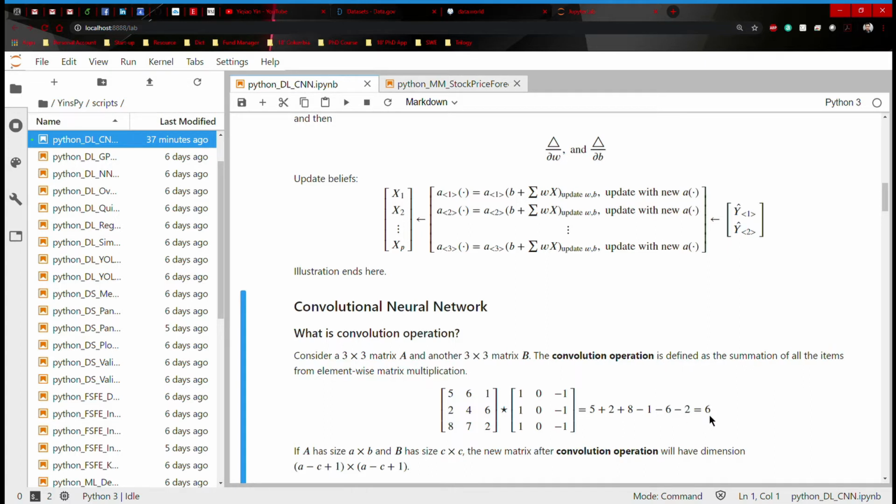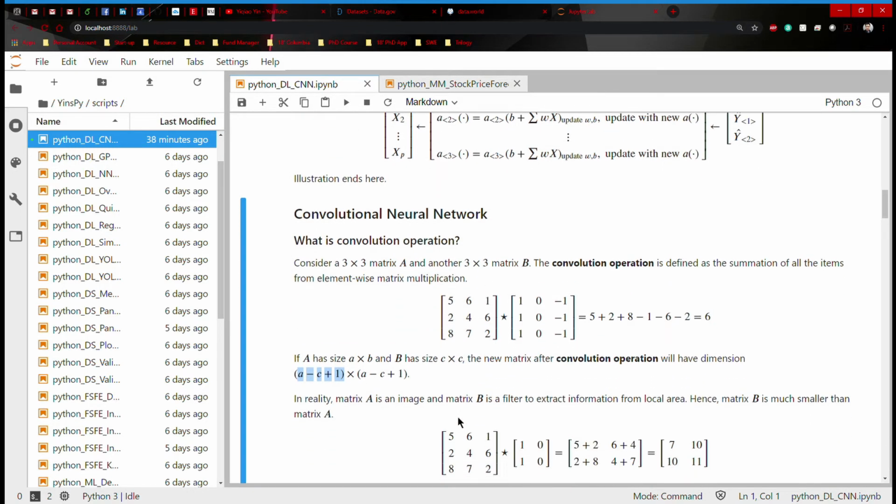Now, as you can see, this 6 is a transformation of the information that we have in this original matrix A. And this matrix B, in practice, we call it a filter. It is called a filter because it takes information from the first column and the last column and omits everything in the middle. In general, if your matrix A is A by A and your matrix B is C by C, then the new matrix after this operation will be A minus C plus 1 by A minus C plus 1. In practice, this filter is going to be much smaller than the actual picture.